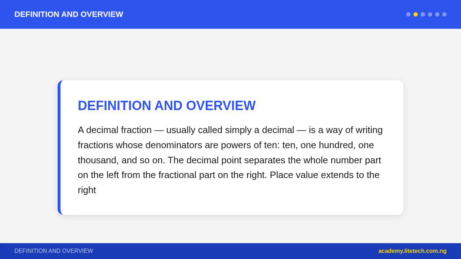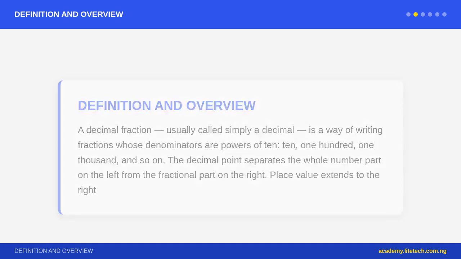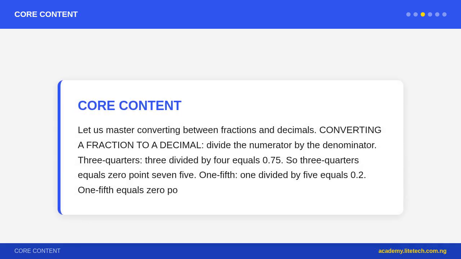A shortcut when the denominator is a power of 10 or can easily be made 10 or 100. 3/10, denominator is already 10, so the decimal is 0.3. 7/100, denominator is 100, so the decimal is 0.07. For 3/20, multiply top and bottom by 5 to make the denominator 100, 15/100 equals 0.15.